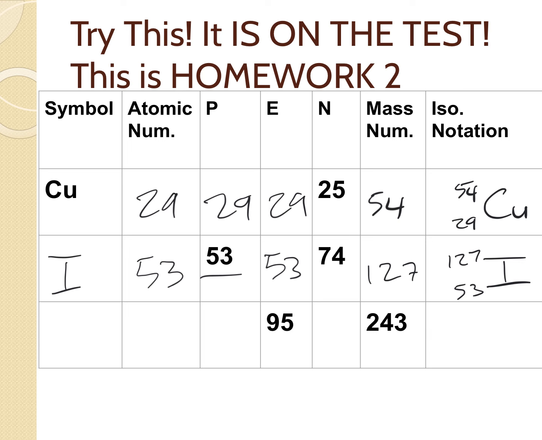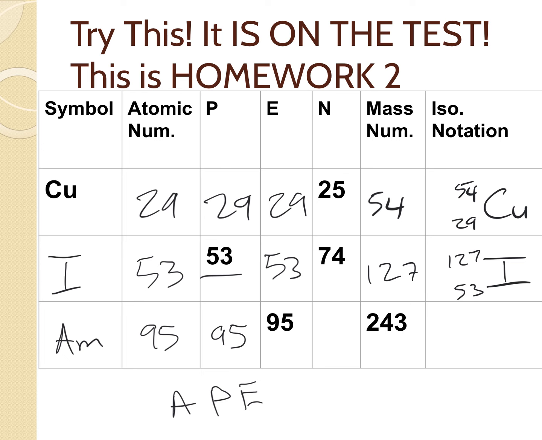Our last one here as an example is element number 95. I go onto the periodic table and I look for 95. And it looks like Am, named after America. So this will be 95, and this will also be 95, because A equals P equals E. I always say it spells the word ape. So that's an easy way to remember that.